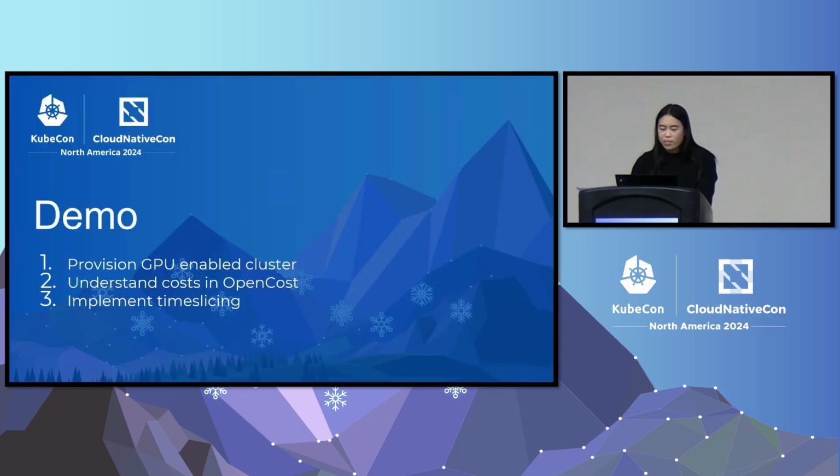And now we have a demo. So this demo will have 3 parts. First, we'll create a Kubernetes cluster, set it up with a standard node pool, as well as a GPU node pool with the GPU operator enabled. And then second, we'll install Prometheus and OpenCost and show the OpenCost API and how we can look at our GPU costs. And then third, we'll implement a time slicing GPU and show how simple it can be to get set up with that.